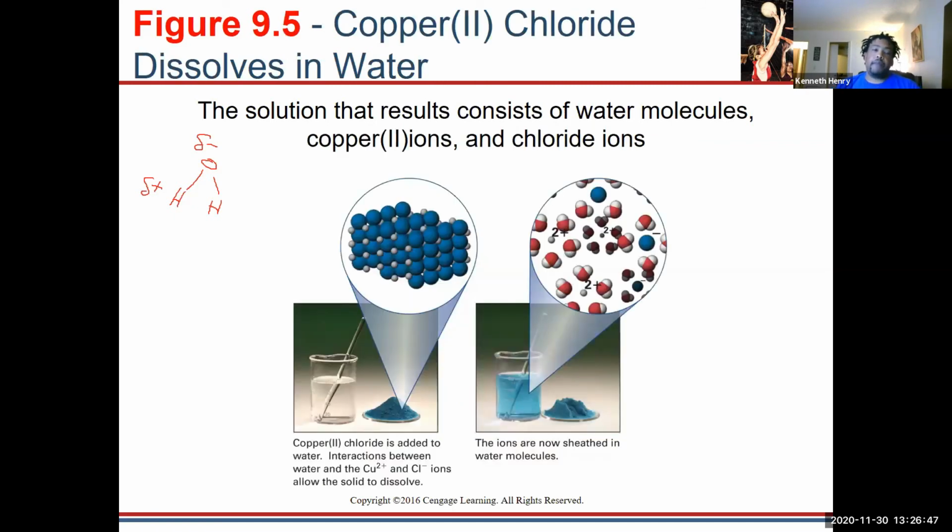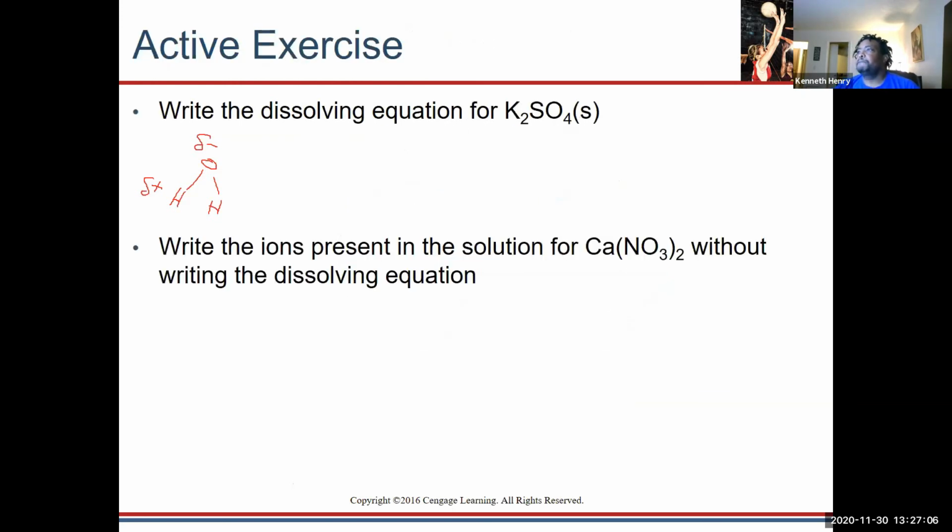So same thing is going to happen with the copper 2 chloride. Water is going to sit there and orient itself around the copper 2 ion, and then each of the chlorides are going to be surrounded by water again, but in that case, you're going to have oriented towards the hydrogens of the water molecule. Okay, simple.